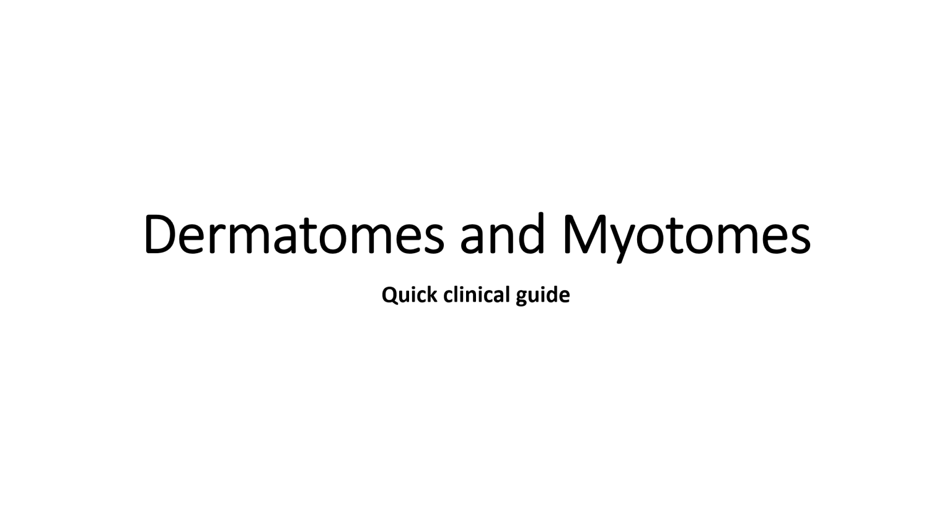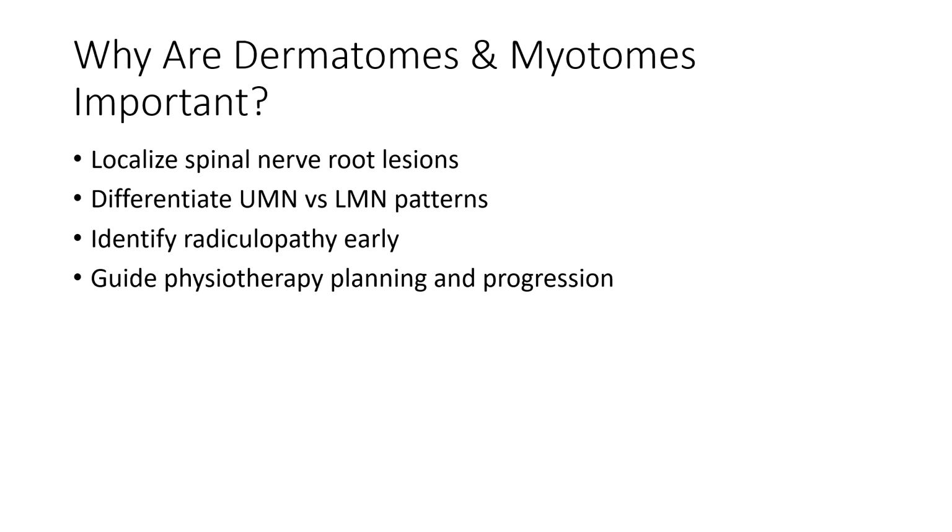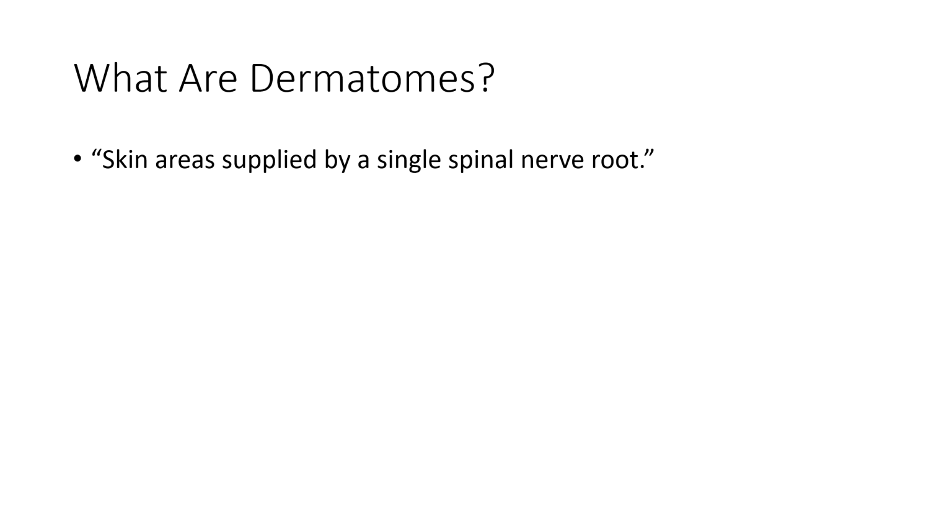We will look into it in a very quick view. So, why are dermatomes and myotomes important to us? Mainly, dermatomes and myotomes are required for us, the physiotherapists, to localize spinal nerve root lesions, and we mainly need to differentiate whether it is an upper motor neuron or a lower motor neuron pattern, to identify radiculopathy earlier, and to guide physiotherapy planning as well as progression. So, what are dermatomes?